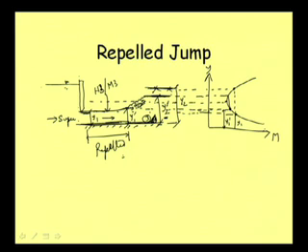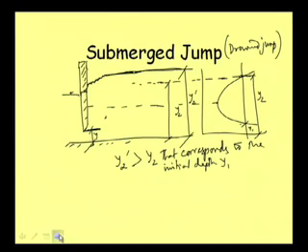And in the case of a repelled jump, the energy loss can be calculated directly from this. Let me write it again here: y2 dash less than y2 leads to a repelled jump, and when y2 dash is greater than y2, that leads to a submerged jump or drowned jump.